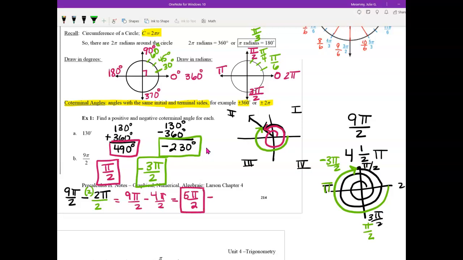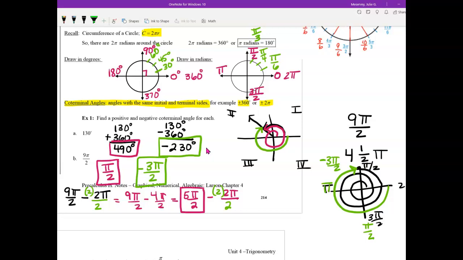Let's subtract 2 pi again. So if I subtract 2 pi again, I would get a common denominator of 2. This is 5 pi over 2 subtract 4 pi over 2.